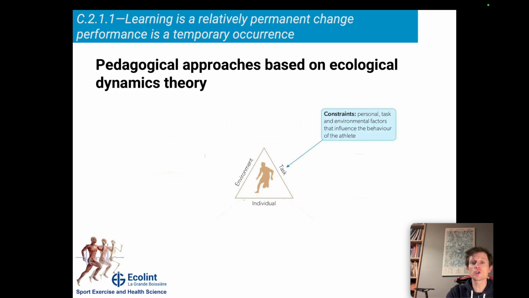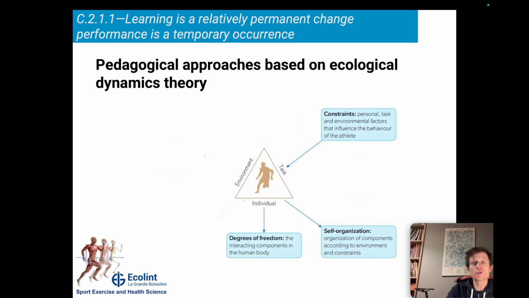We've talked about the different constraints which influence the behavior and the learning outcomes of the athlete, the personal, task, and environmental constraints. We've talked about the ecological dynamics theory, which explains how an individual reorganizes their movement systems in response to perceived events and environmental constraints. We've talked about degrees of freedom and how the different components within this system interact and work together. We've also talked about perception-action coupling, so the relationship between the participant and the actions of that participant and the information provided by the environment.